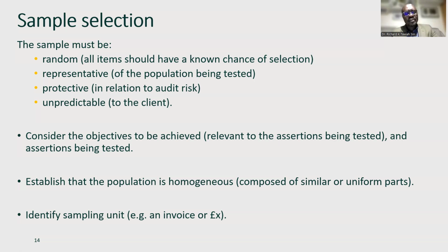Now consider the objectives to be achieved. So the audit assertions, the management assertions to be tested, and then what is actually tested. Again, establish that the population is homogeneous, they have the same characteristics, okay? And identify sampling units. Are you going to use an invoice number or a particular amount?